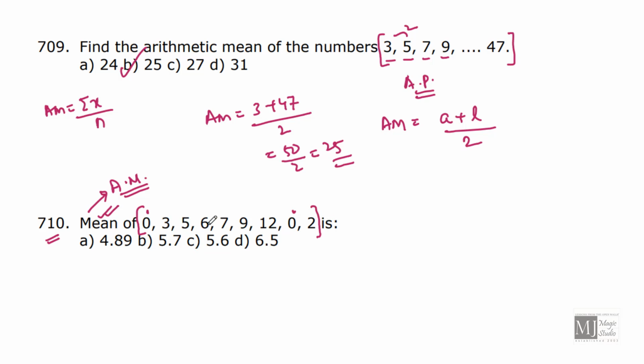So 3 plus 5 is 8, 6, 14, 21, 30, 42, 44. So arithmetic mean would be 44 by 1, 2, 3, 4, 5, 6, 7, 8, 9. 9 and not 7. It should be divisible by 9 and not 7. So it is 4.89.